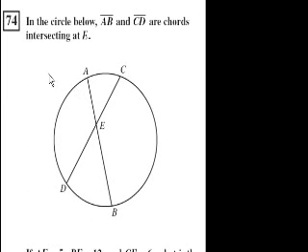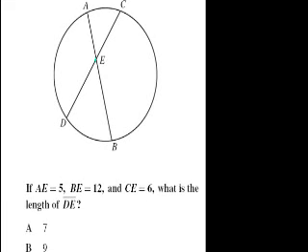Problem 74. In the circle below, AB and CD are chords intersecting at E. If AE is equal to 5, so this is equal to 5, BE is equal to 12, and CE is equal to 6, what is the value of DE?